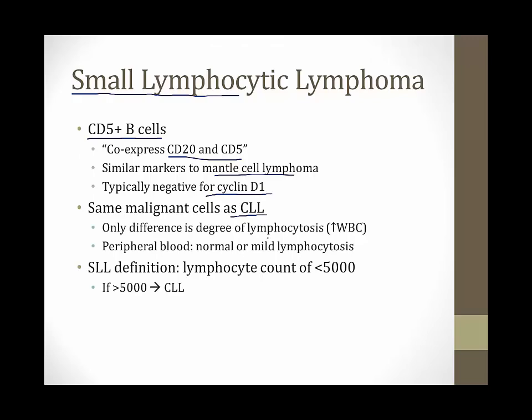The only difference is the degree of lymphocytosis seen clinically, meaning how high the white blood cell gets in a peripheral white blood cell count. If the peripheral blood has normal or mild lymphocytosis, then we call it small lymphocytic lymphoma. On the other hand, if there are more than 5,000 lymphocytes in the peripheral blood, then we call it CLL. But it's the same disorder caused by the same white cells. And in the module on leukemia, I talk in more detail about CLL.